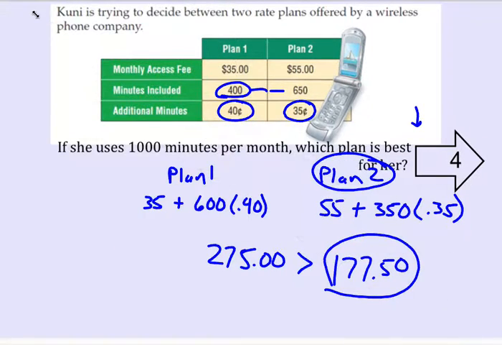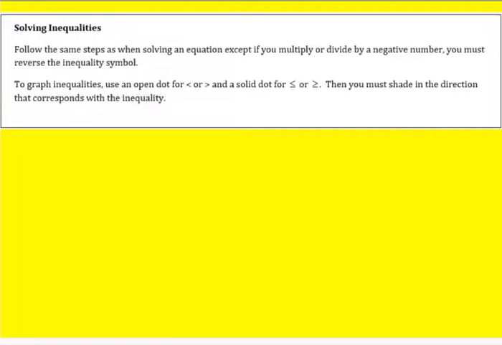So we'll get rid of this. Move on to the next one. Solving inequalities. Follow the same steps as when solving equations, except if you multiply or divide by a negative number. Right here, if you multiply or divide by a negative number when you're working with inequalities, you flip or reverse the inequality symbol. A quick little example would be negative 3x is less than 12, we'll say.